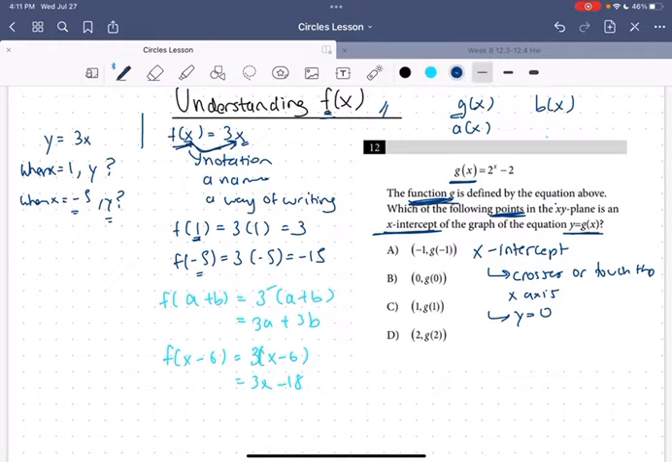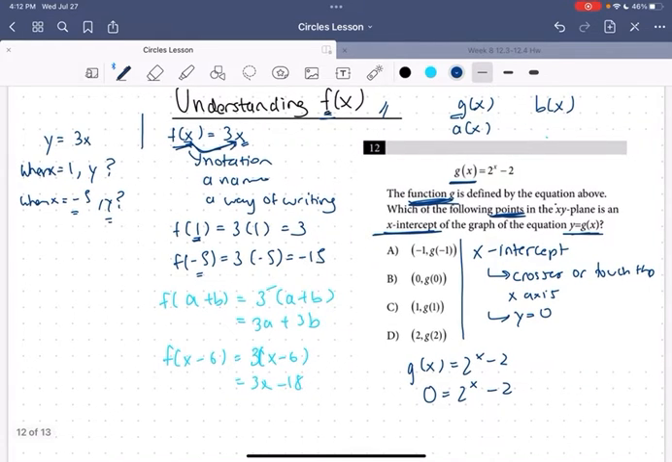So we need to find a point, one of these points that shows the x-intercept, which means y has to be 0 at that point. So we're going to substitute 0 here and get 2 to the power of x minus 2. Does that make sense? Because this g of x is just a y, right? And at this point, the y is 0 because it's on the x-axis, which is why I put 0 here. I get 2 to the power of x is, add 2 on both sides, 2. And you know that 2 to the power of 1 makes 2, so x is therefore 1.